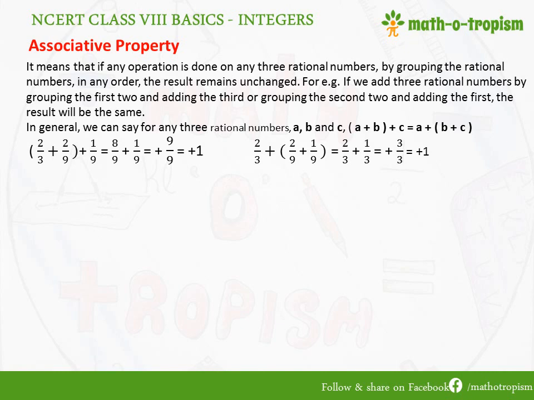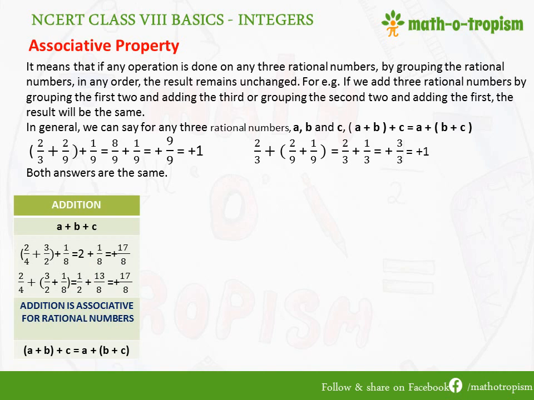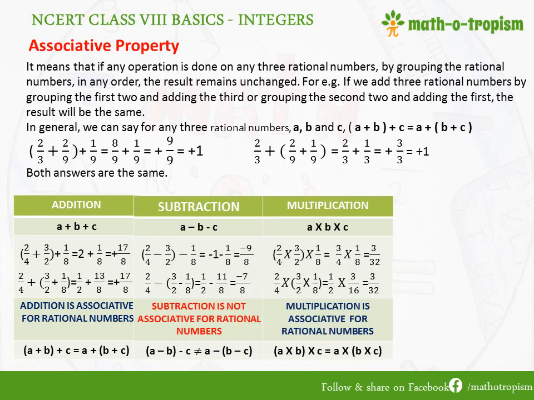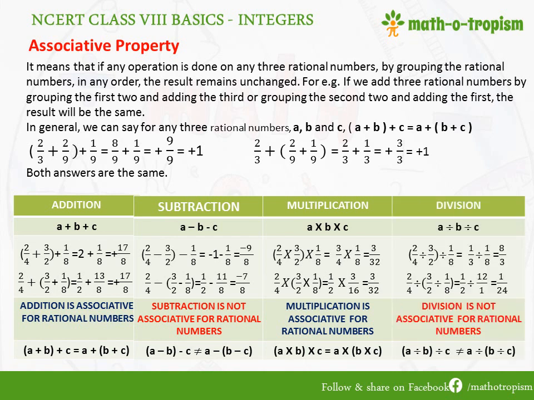Now if we take 2 by 3 outside and add the next two ones first, it comes as 2 by 3 plus 3 by 9, which is again 1 by 3. So as a result, 3 by 3, which is equal to plus 1. So now both answers are the same. So in general, we can say that a plus b plus c will be equal to a plus b plus c with the brackets grouped either way. So when we see the table, we can see that it is associative under addition and multiplication, but not under subtraction and division.